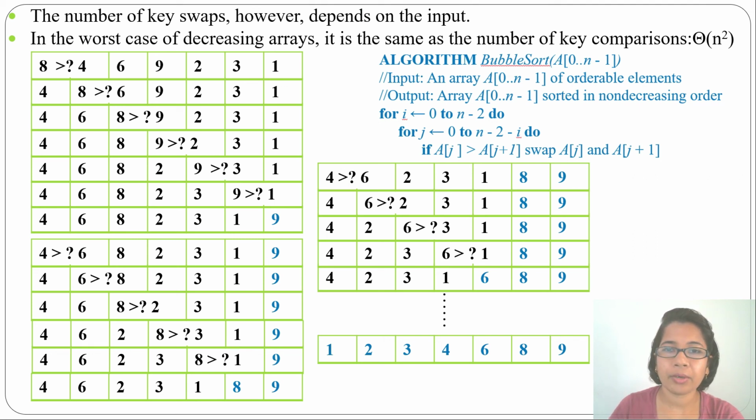In bubble sort what we are doing, we are just comparing the adjacent elements. Is the first element greater than the second element? If yes, we are just swapping. Like this we will continue. Finally, the highest element will reach its position.